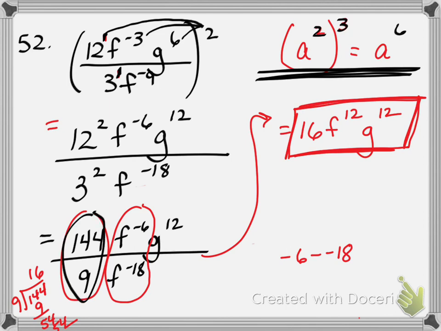I did 144 divided by 9 and I got 16. I divided these f's and I did top power minus bottom power and I got f to the 12th. And g to the 12th was positive, so I left it where it was. Our last step was to check our exponents and make sure that none of them were negative, so that we needed to move them to the denominator.